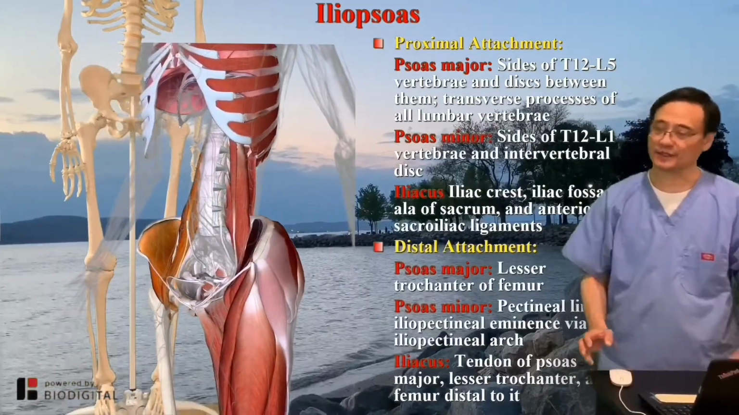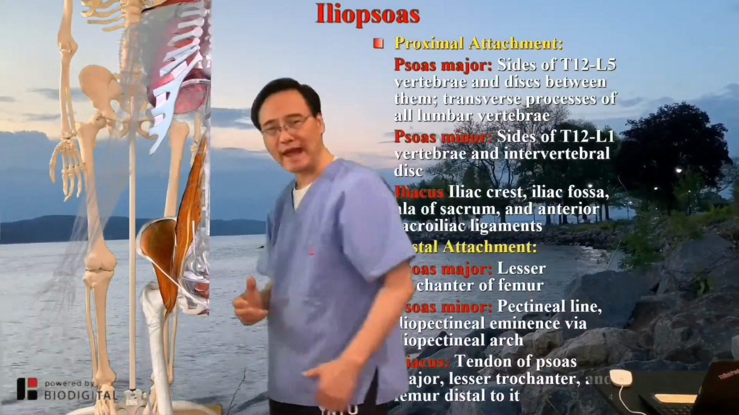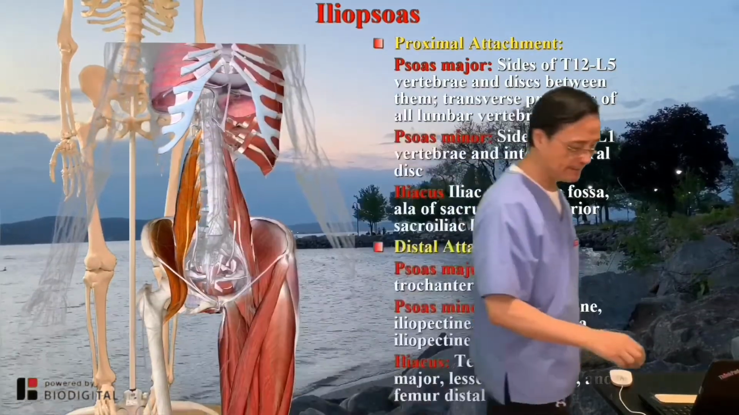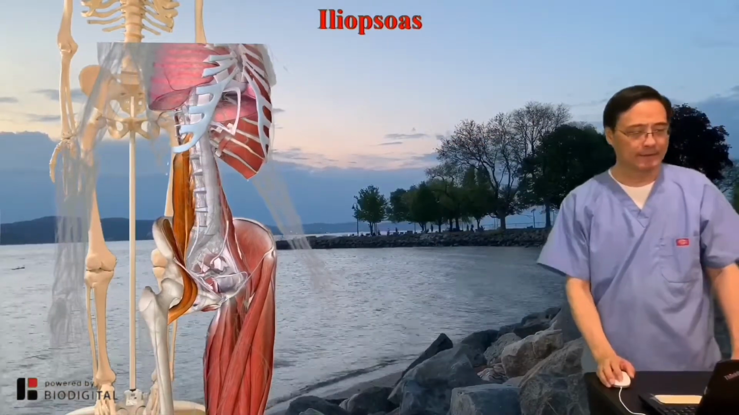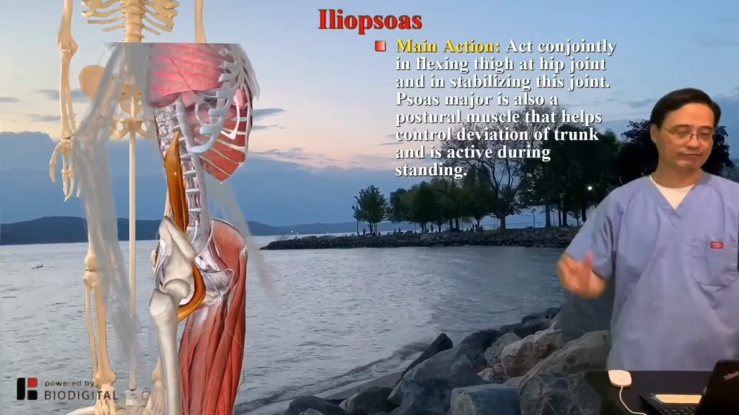So this is the psoas major. The psoas major is a powerful hip flexor. Remember that, a powerful hip flexor. How about the main function? Let's summarize that. I just mentioned powerful hip flexion.